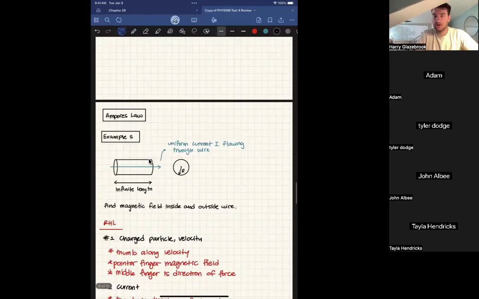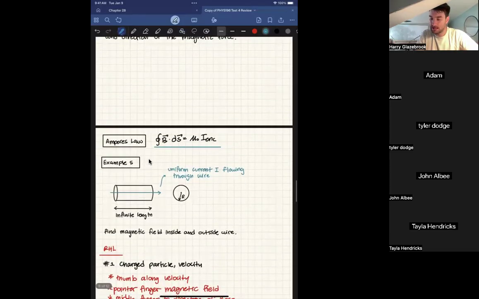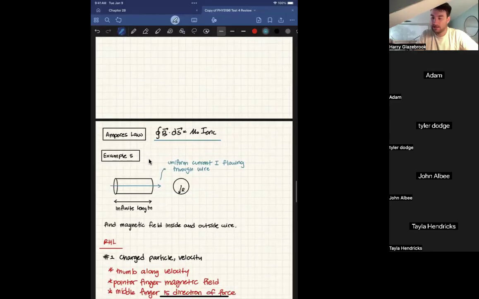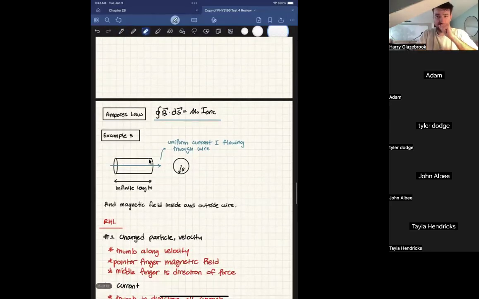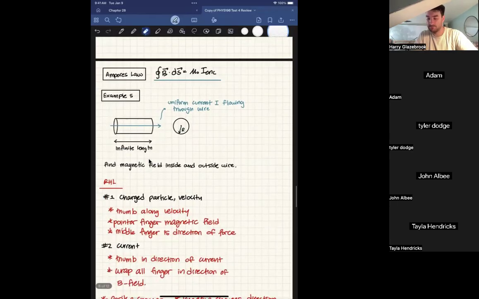But Ampere's law is a way of finding what those are. B dot ds equals mu naught I enclosed. So as you can see, it looks very similar to Gauss's law. And again, this is just a way of finding the magnetic field from a certain geometry. So I'm going to use that to find the magnetic field through a wire just so you can see where it comes from.